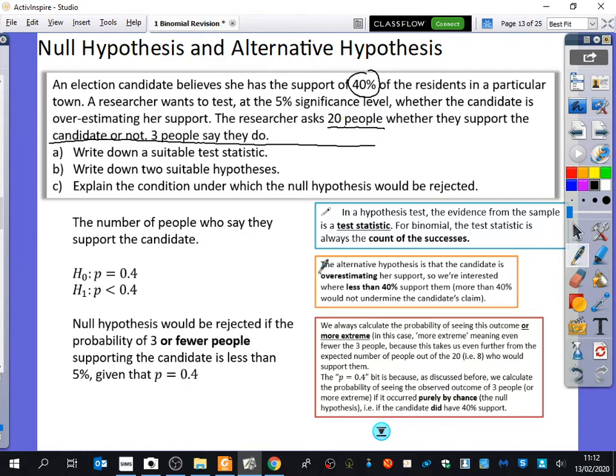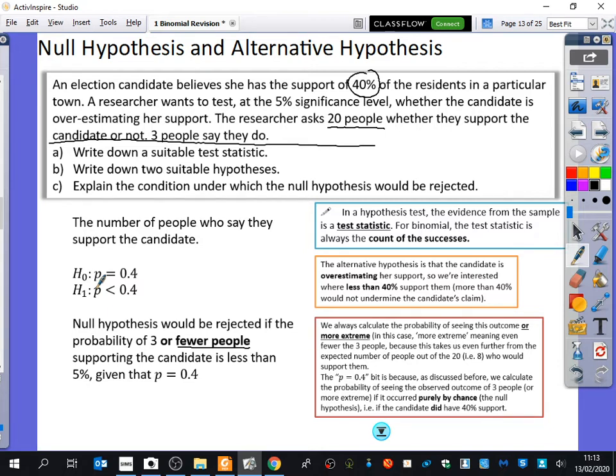So I've said this here. The alternative hypothesis is the candidate is overestimating her support. We're interested when it's less than 40%; more than 40% would not undermine the candidate's claim. The last part says, explain the condition under which the null hypothesis would be rejected. The null hypothesis, which is this one up here, would be rejected if the probability of 3 or fewer people supporting the candidate is less than 5%, given that the probability is 0.4. I don't even really need to worry about that last section here. We're saying that if the probability of 3 or fewer people out of 20 ends up being quite a rare thing to have happened by chance, that makes us think that the researcher is correct and this election candidate's chances of getting voted are lower than 40%, which is basically what I've just said in this section down here. But we always look at the probability of it being 3 or fewer, always more extreme in the direction of the probability that we're talking about.